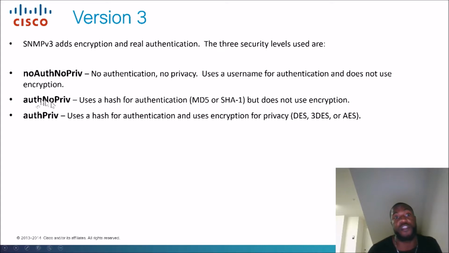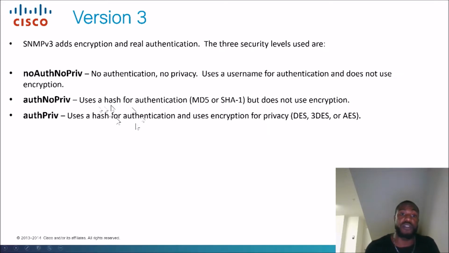This is authNoPriv, so there's authentication, and it uses a hash for authentication, MD5 or SHA-1, but it does not use encryption. Hence the name auth, no priv, no privacy. And this is the fully secure version, which we recommend that you use, or Cisco recommends you use.